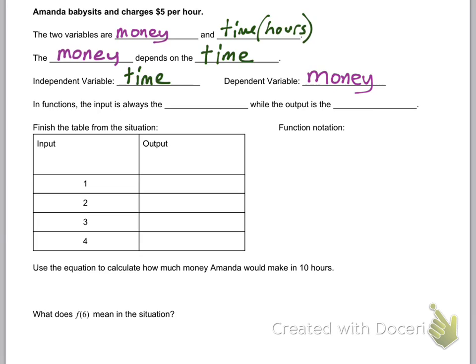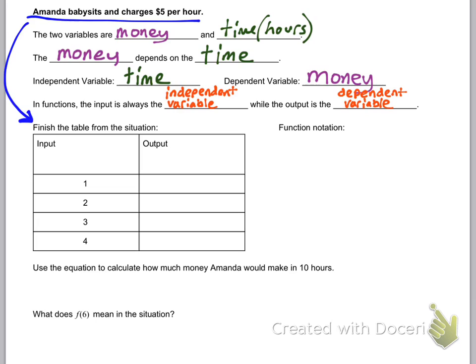All right, so I just said before, in functions, the input is always the independent variable, and the output is always the dependent variable. That means whenever you can identify the independent and dependent variable, you can start thinking about your function in terms of input and output. So in this situation, money is my y because that's the dependent variable, and time is my x because that's the independent variable.